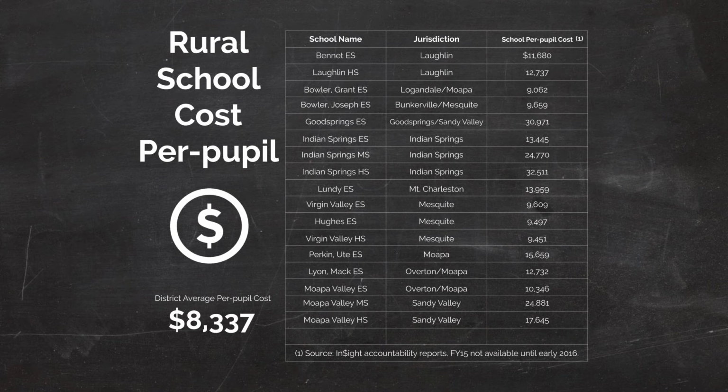I had mentioned earlier that some of our most costly schools on a per pupil basis are our rural schools. And so here's just a table listing all of the rural schools and their jurisdictions for the Clark County School District. And as you can see, many of these schools are at the higher end of the range or greater than the district average per pupil cost. Why is that? In many cases, rural schools are lower enrolled. They have additional costs associated with providing services to these outlying areas. And so that can increase their per pupil expenditure.